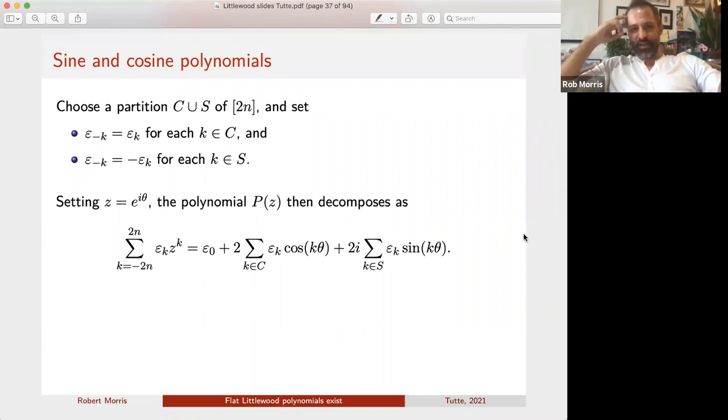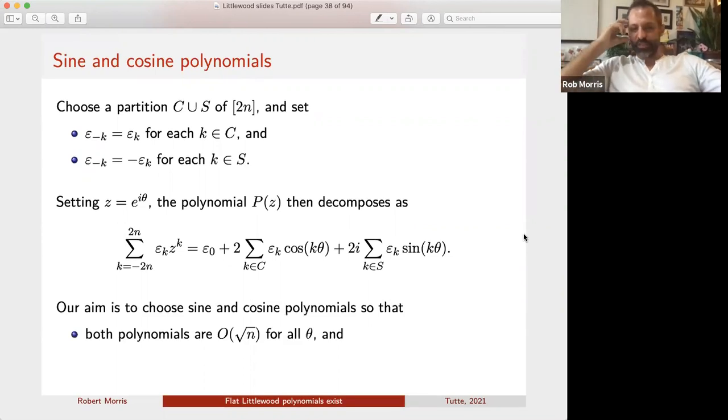And you'll see that if you're in C, the epsilon of k and epsilon of minus k are the same, so you get a cos. If you're in S, then the signs are opposite, so you get a sine. So just using the usual expression of cos and sine as exponentials. Okay, and z is e to the I theta, right? So you're on the circle, so we can write z as e to the I theta. This is basically a totally standard thing to do. And so now we have this nice real cosine polynomial, an imaginary sine polynomial. These things may look a little bit scary, but don't worry, they're really not too scary.